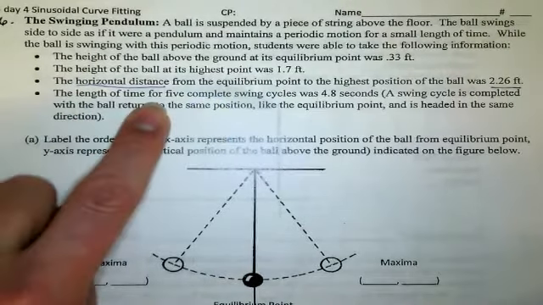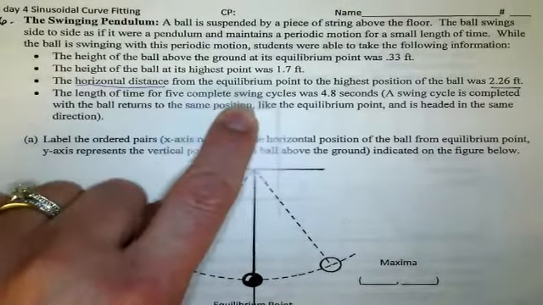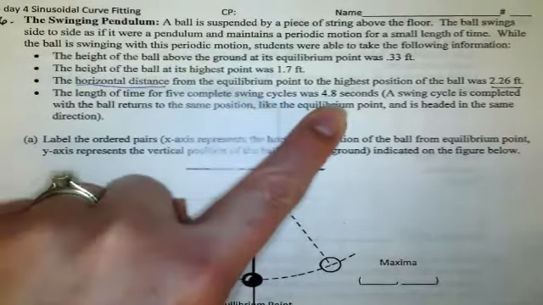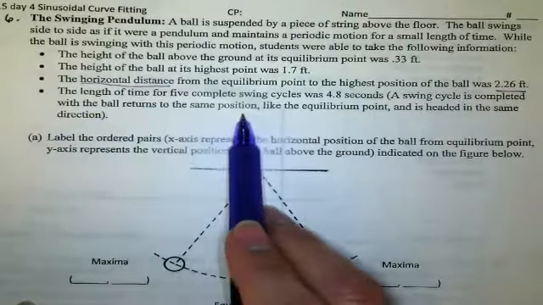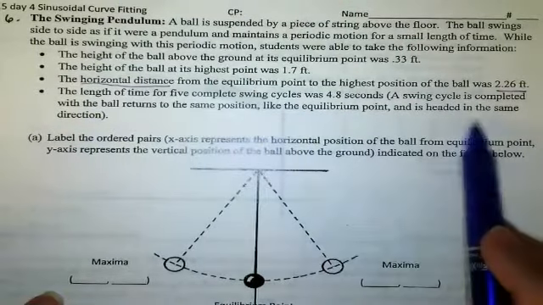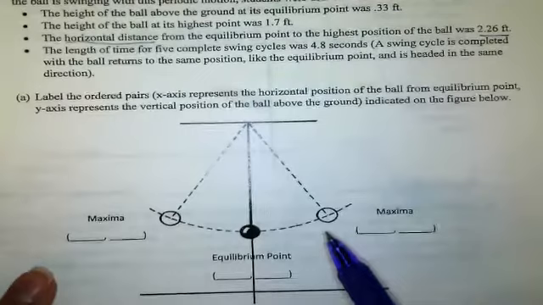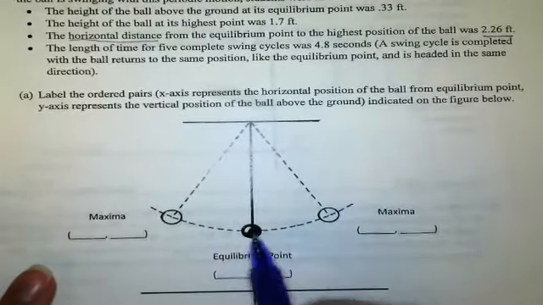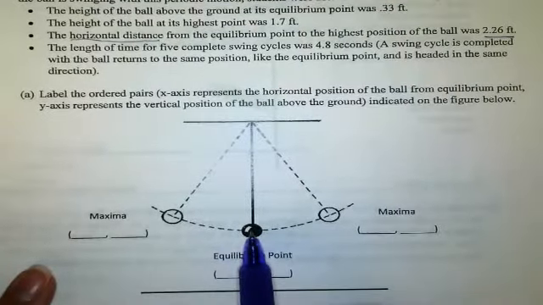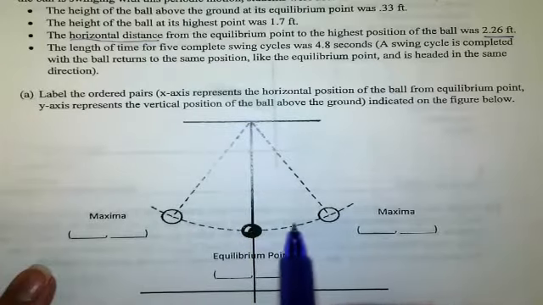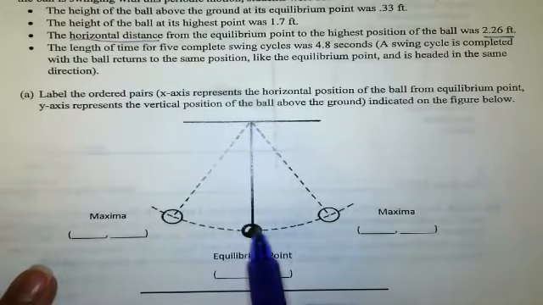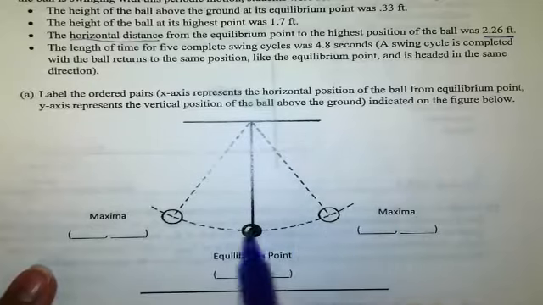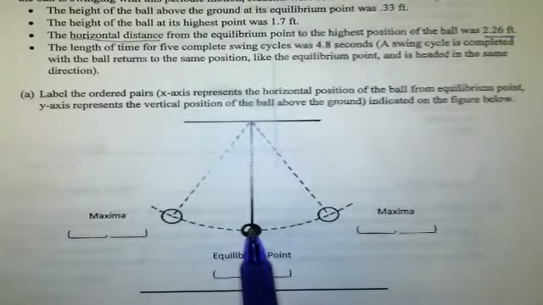The length of time for 5 complete swing cycles was 4.8 seconds. A swing cycle is completed when the ball returns to the same position, like the equilibrium point, and is headed in the same direction. So for the purposes of this, one cycle is the ball starting here at the equilibrium point, and it moves to the right, and then back to the left, and then moves to the right. And then you can see it continuing in that same direction. So equilibrium, right, equilibrium, left, and back to equilibrium is 1 cycle. Okay.